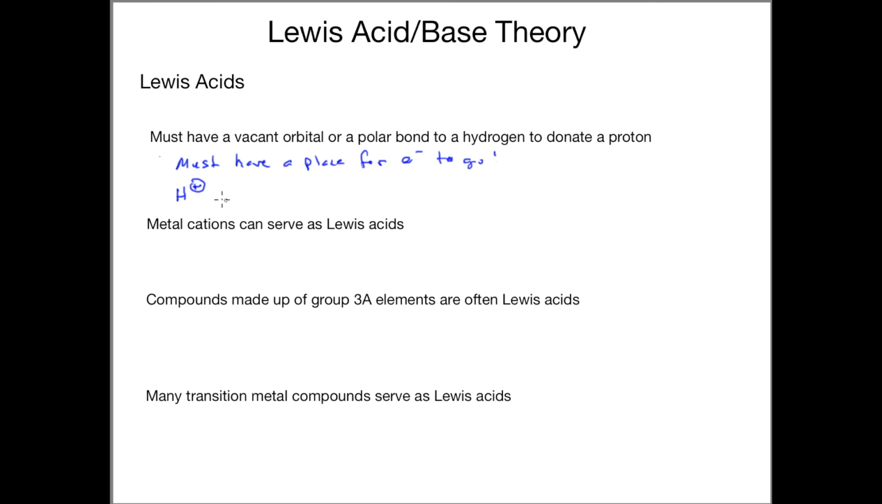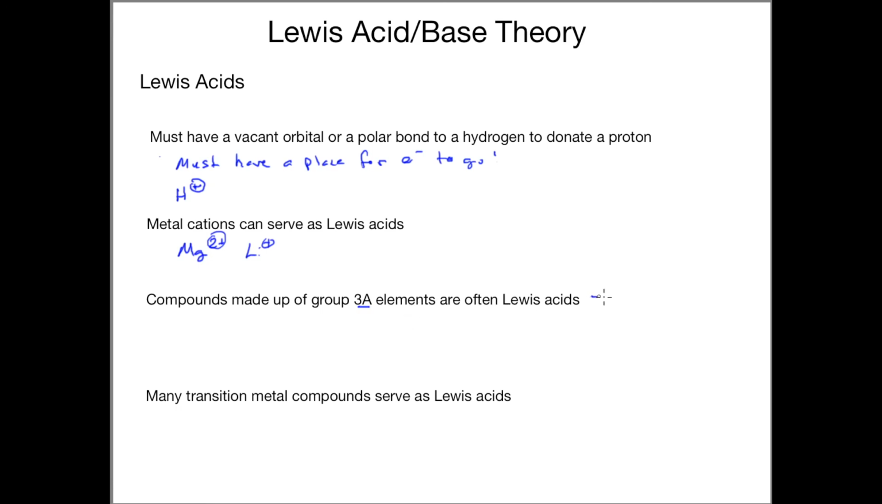A proton, H+, has a vacant orbital, so therefore it is also a Lewis acid. This is probably one of the more common ones; you've probably heard of this before. So H+ serves as a Lewis acid. Also, metal cations can serve as Lewis acids, and common ones are magnesium and lithium. Those are typical, and very common in serving as Lewis acids.